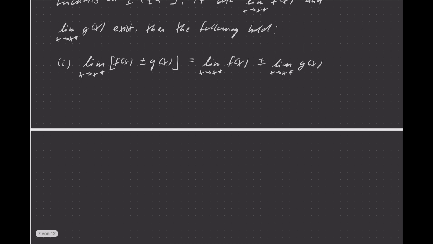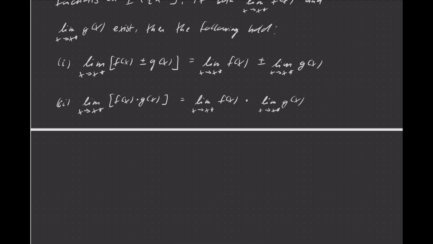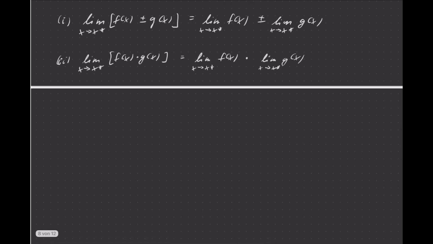You can also multiply those two functions, so that's the second point here. The limit of f of x times g of x as x tends to x star, that also exists and is equal to the limit of f of x as x tends to x star multiplied with the limit of g of x as x tends to x star. And of course, if you can multiply, you can also divide those two functions, provided that g of x is not 0.